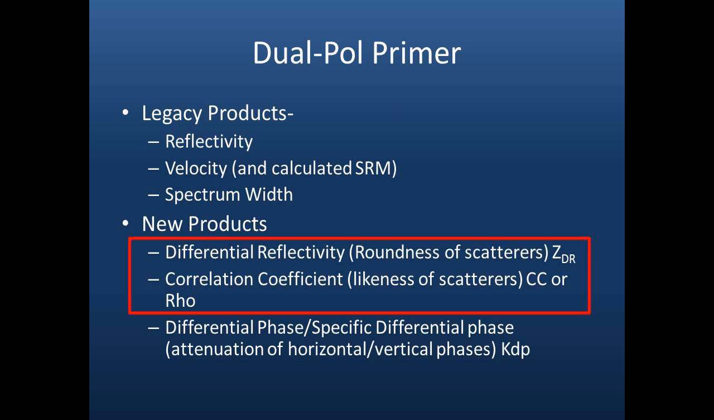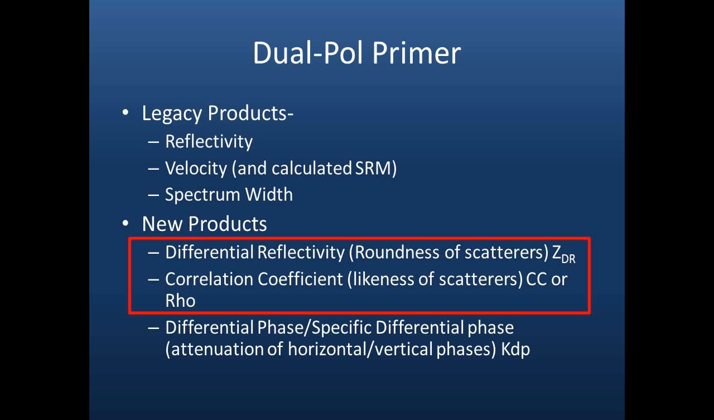The legacy products, which are the ones we're all probably familiar with, are reflectivity and velocity, where a lot of people probably go right away to the storm relative motion with the velocity, as well as the spectrum width, which is kind of the product that no one seems to use as much as I think it is valuable.